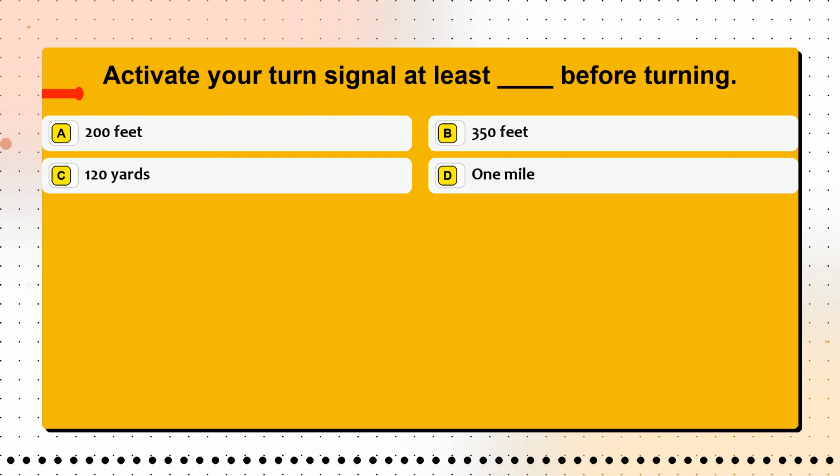Question 83. Activate your turn signal at least blank before turning. Here are the options. Option A. 200 feet. Option B. 350 feet. Option C. 120 yards. Option D. 1 mile.